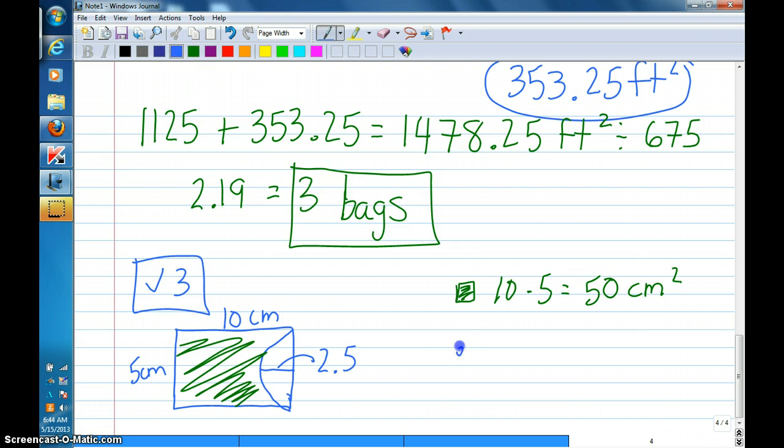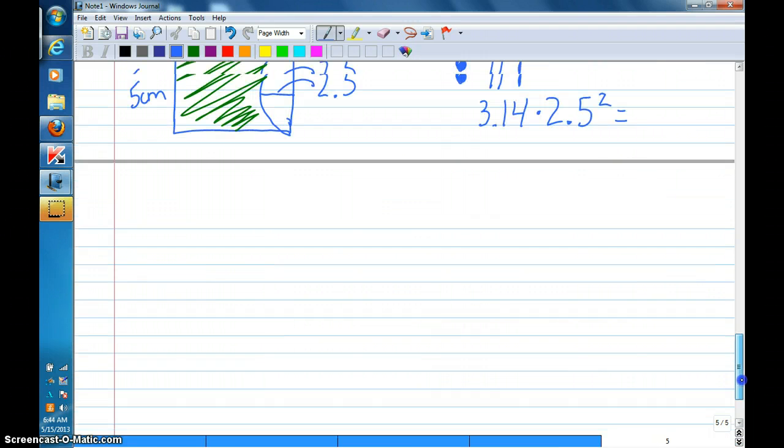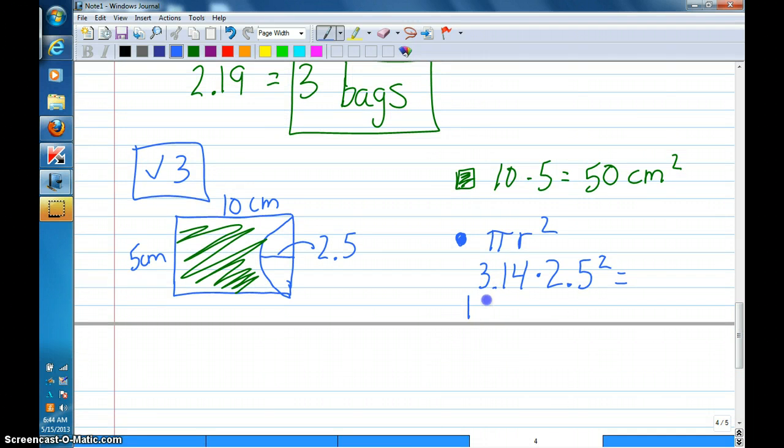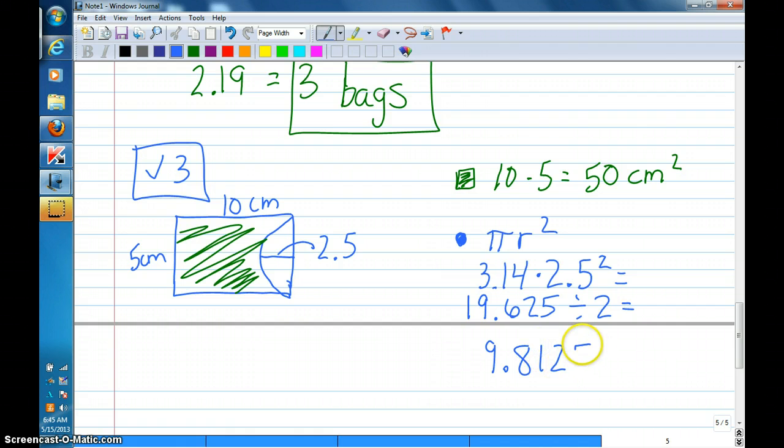I'm going to figure out the area of a circle, even though it's a half of a circle, pi r squared, 3.14 times 2.5 squared. Go ahead and do that math. That is equal to 19.625. And again, when it says round to the nearest tenth, don't round until the very end for this. But this is only a half of a circle we need, so I'm going to divide it by 2. So it comes out to 9.8125.